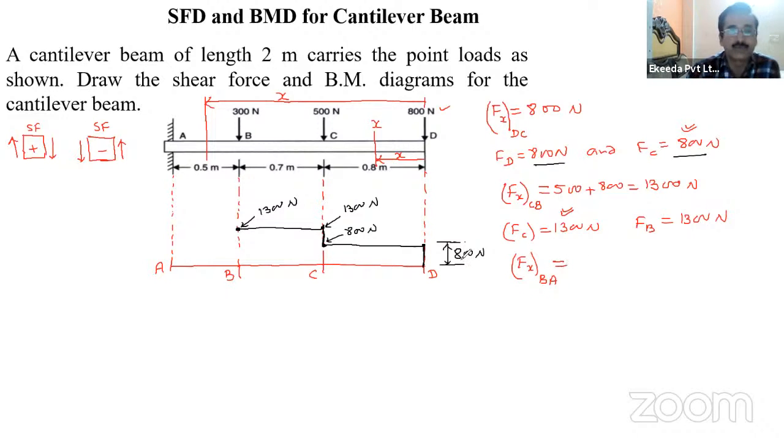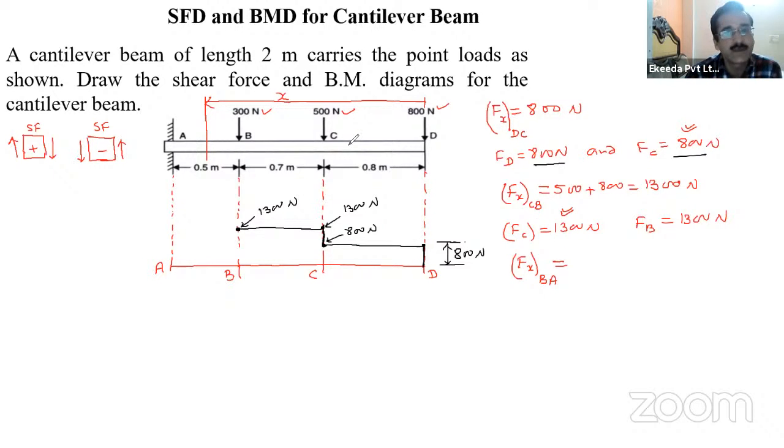So this will be equal to the algebraic sum of all the forces to the right of the section. This is our concept. And how many forces are there to the right of the section? There are three forces now: 300 Newton, 500 Newton and 800 Newton. Three forces are there, and all three are positive.